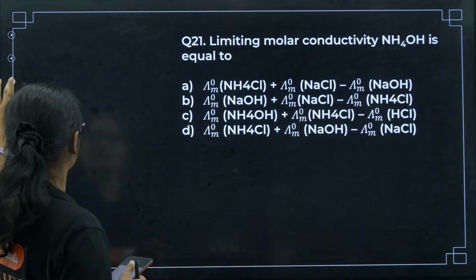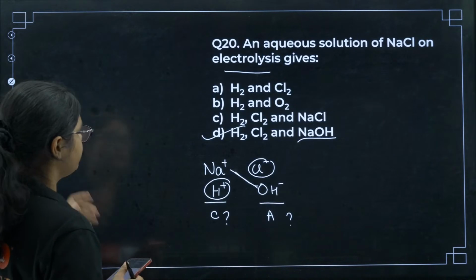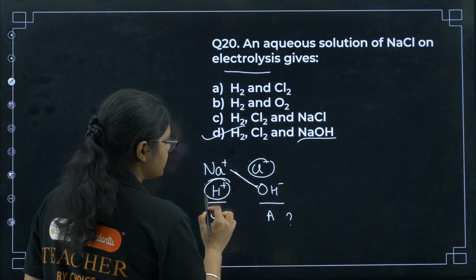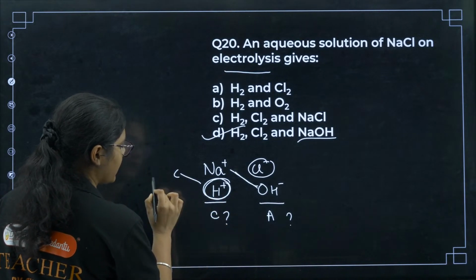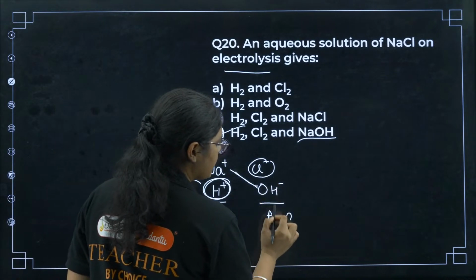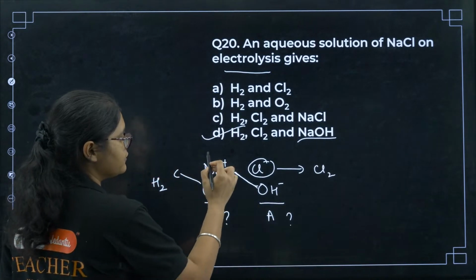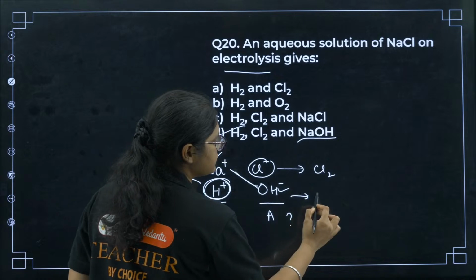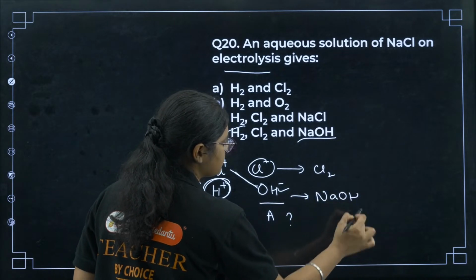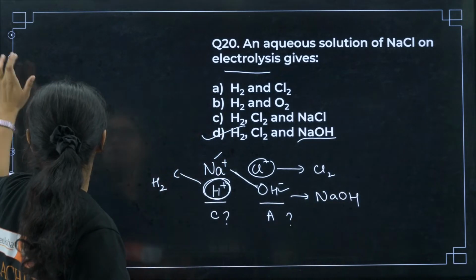Okay, Ananya has a question here. See, in the solution H plus will go towards the cathode and will be reduced to H2. Cl minus will go towards the anode and will be oxidized to Cl2. In the solution you will have Na plus and OH minus, which will form NaOH. I hope Ananya your doubt is cleared.